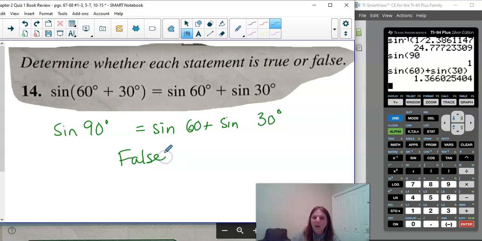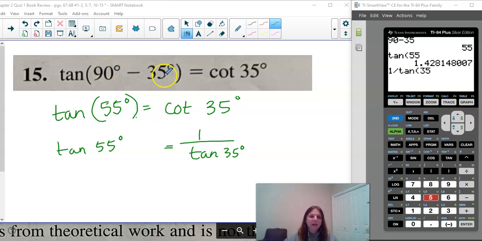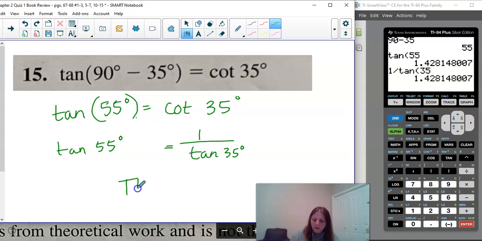And again, I just compared them in my calculator. Okay, so same thing. I just took 90 minus 35. I got 55. I took the tangent of 55 there. I got that number. Cotangent is the same as 1 divided by tangent of 35. If I type it in, you can see that I get the same answer. So these are equal. So this last one is true.